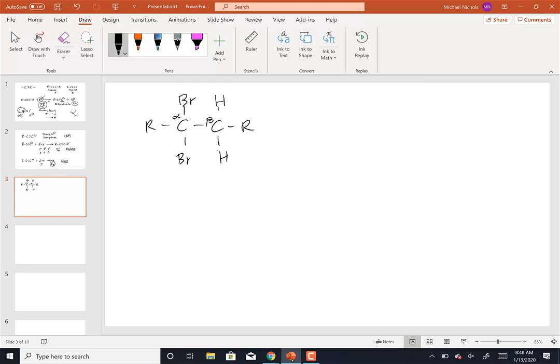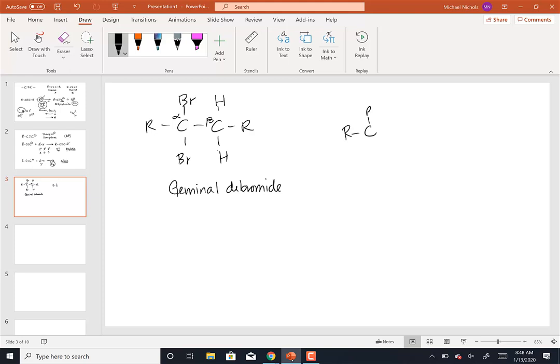But do they have to be like this? And this is called a geminal system. This is a geminal dibromide because both bromines are on the same carbon. That's geminal. Is that the only way to make a triple bond? No.